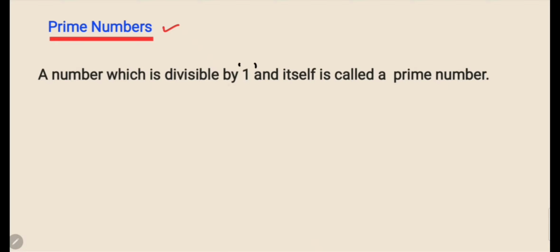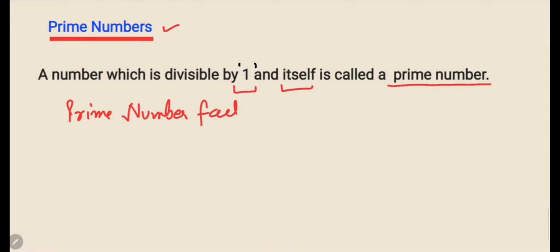A number which is divisible by 1 and itself is called a prime number, or we can say that a prime number has only two factors. Has how many factors? Two factors. First is 1 and second is itself.